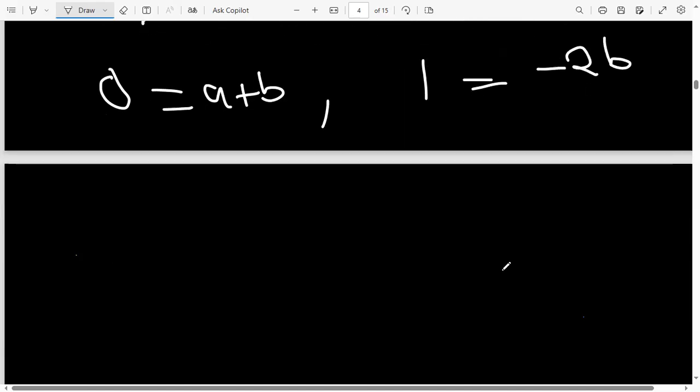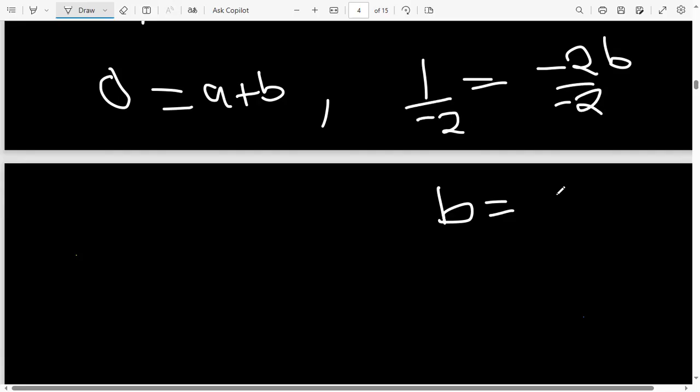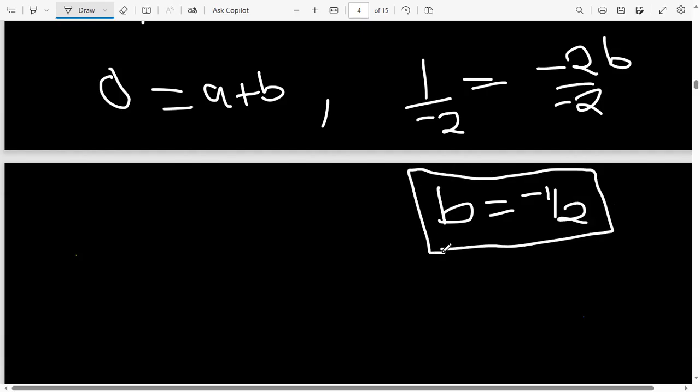And then from here, we can find the b. So what are we going to do to find the b? We're going to say b is equal to, then we divide both sides by minus 2. So it means we have minus 1 over 2 as our value of b.